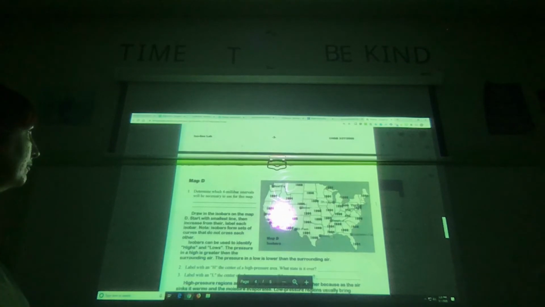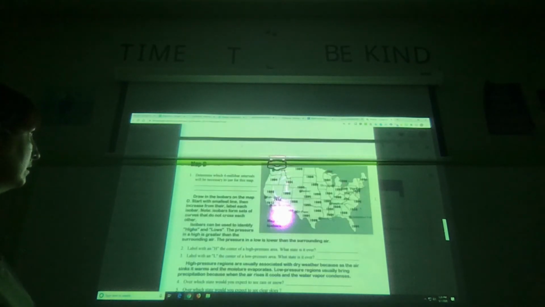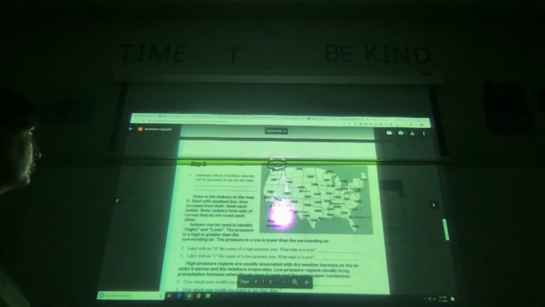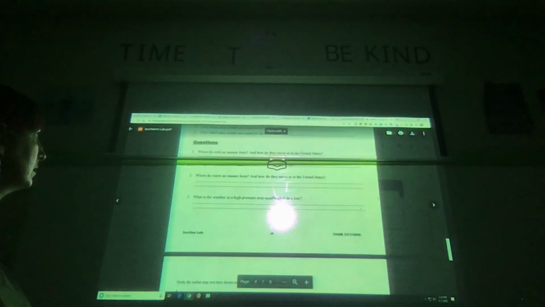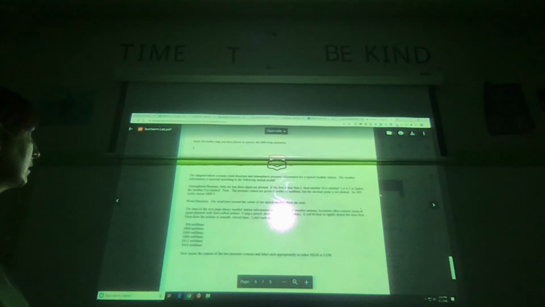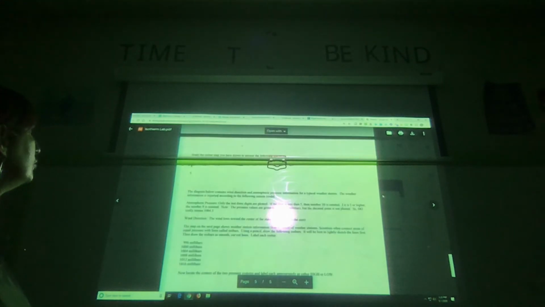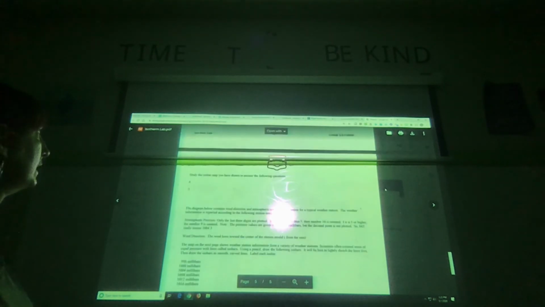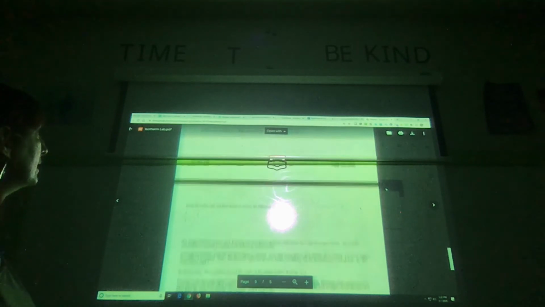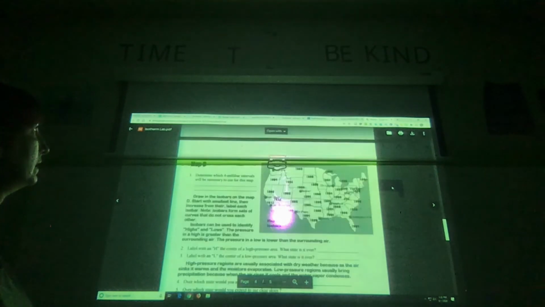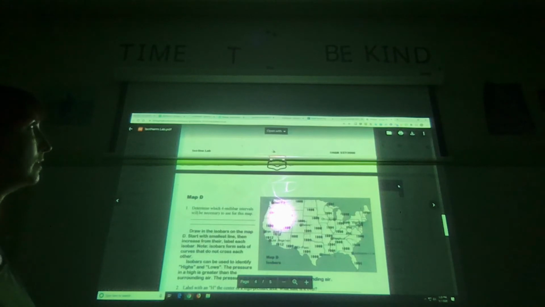All right, same thing for map D. Okay, so read the directions. We're talking about high pressure and low pressure systems. And you do not have to do this last page on page 5. Okay, so you are just doing the maps. So I hope that this helps explain how to fill out the isobars.